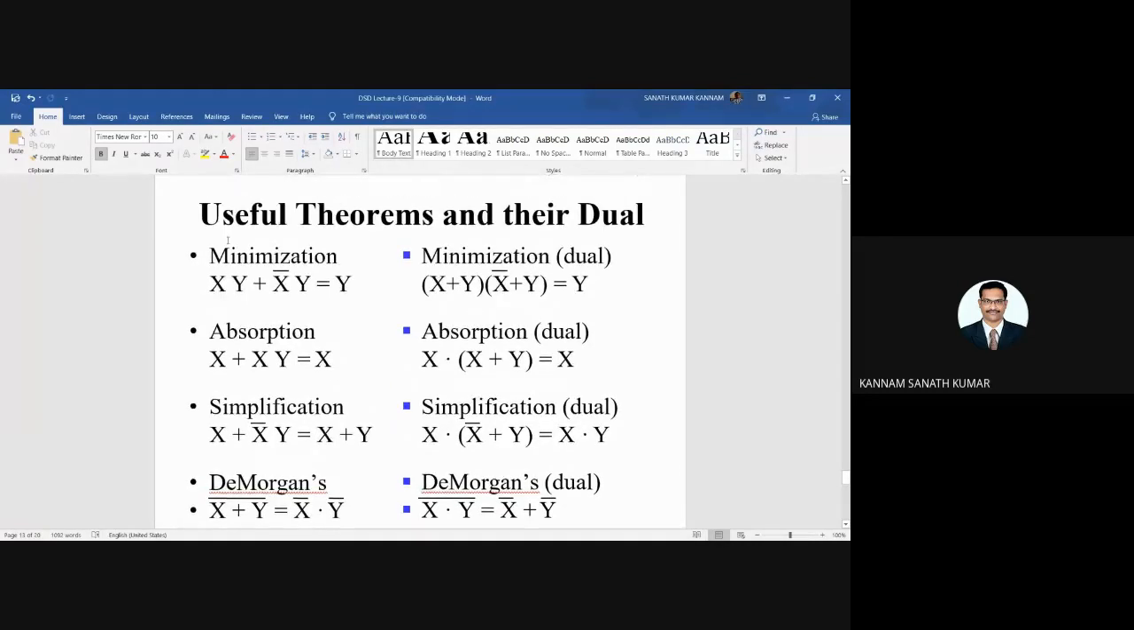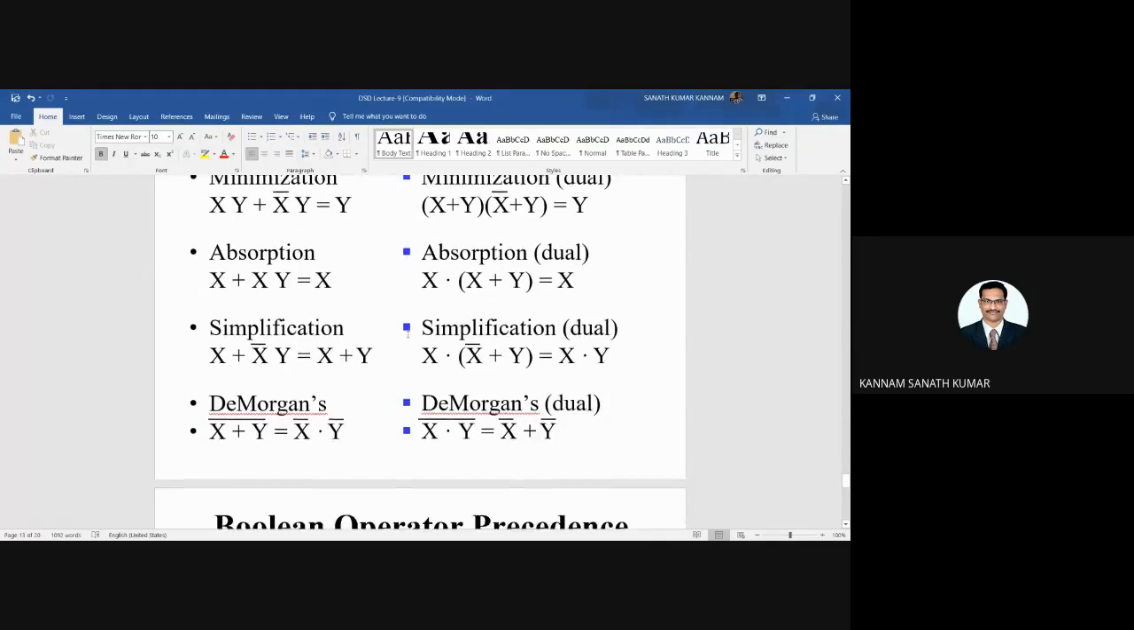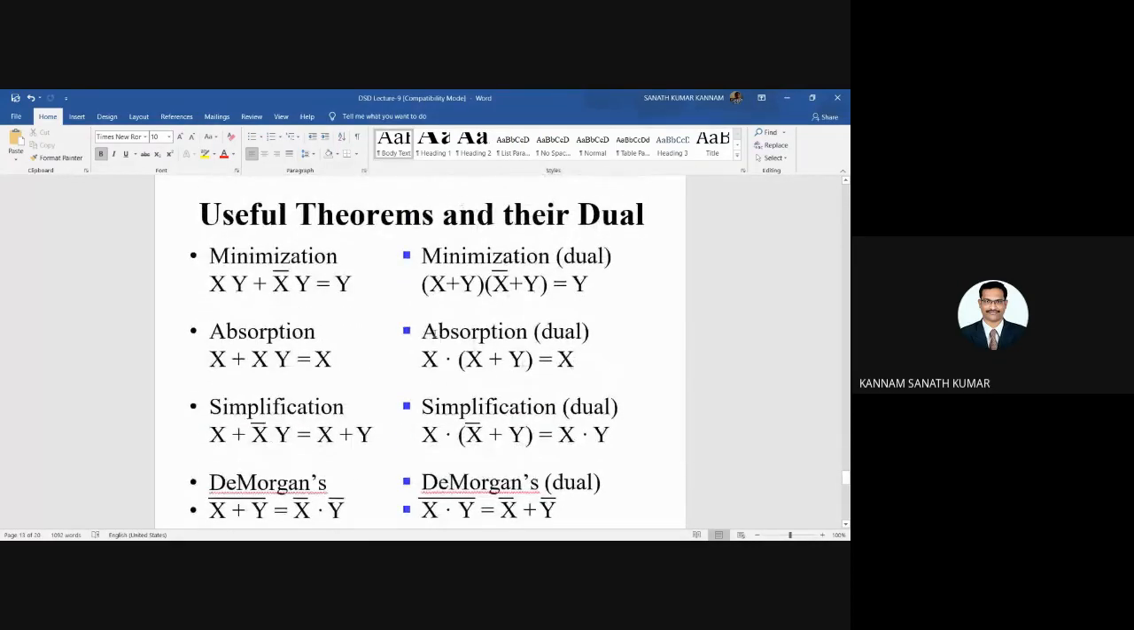So the dual of minimization is how much? x plus y into x bar plus y equals y. Absorption: x into x plus y equals x. Simplification: x into x bar plus y equals x dot y. Just the dual of De Morgan's law: x into y whole bar equals x bar plus y bar. You need to remember these useful theorems, which are useful during the simplification of Boolean expressions.